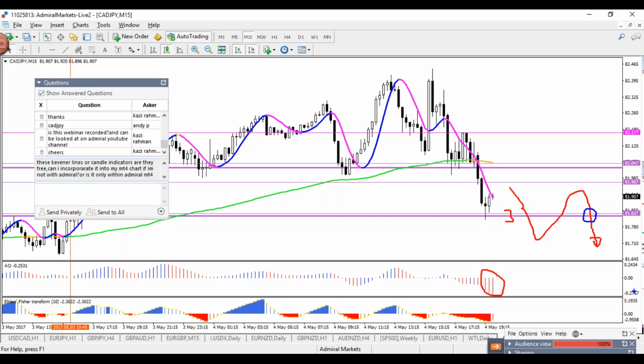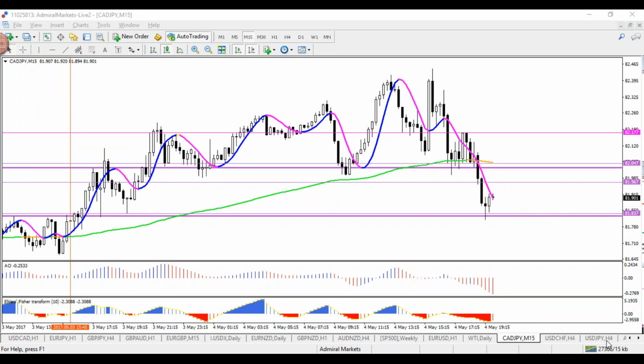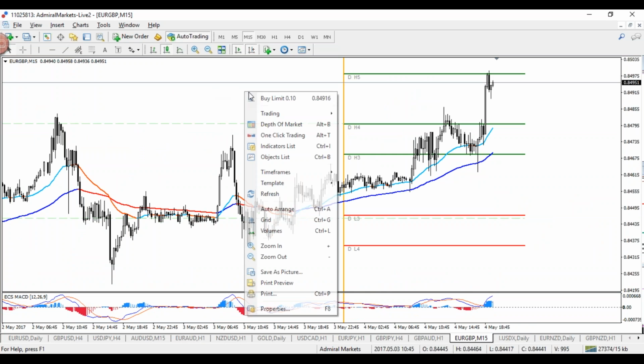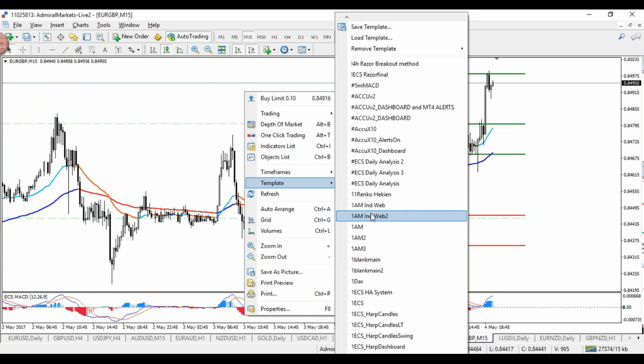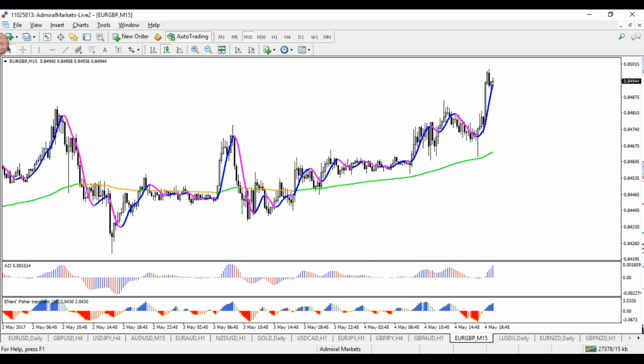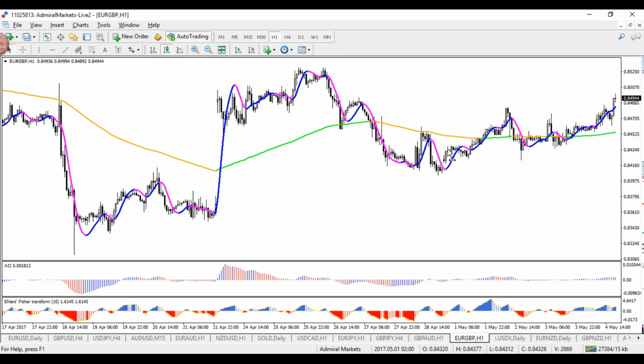Euro pound. Okay, good. It's not my favorite pair, but that's fine. Extra challenge for me. Let's take a look. Let's look at the hour chart as promised.